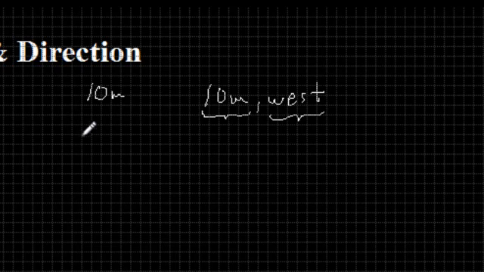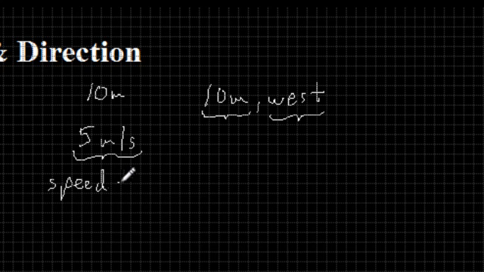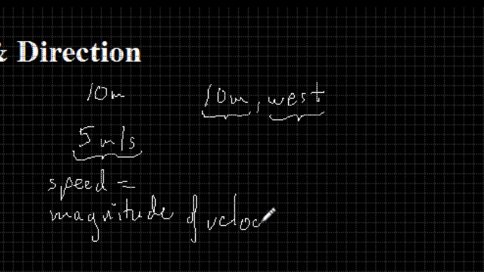Velocity works similarly. We might have 5 meters per second as a speed. The magnitude of velocity is actually considered the speed. It just so happens that velocity's magnitude has a specific name. It's called speed. Now if we wanted to give a velocity rather than a speed, we'd say 5 meters per second north, for example.